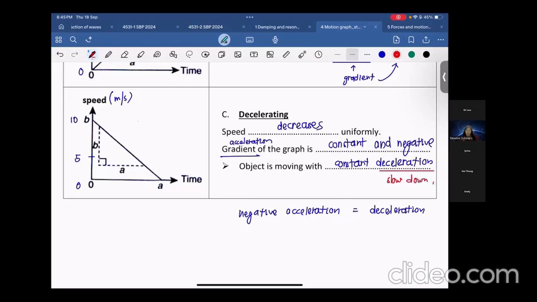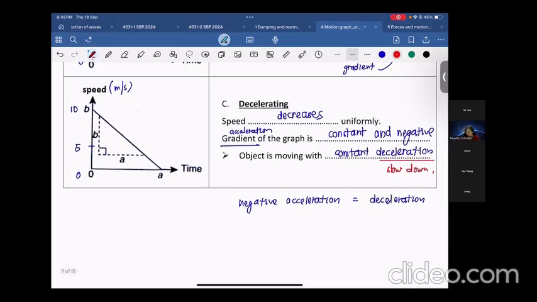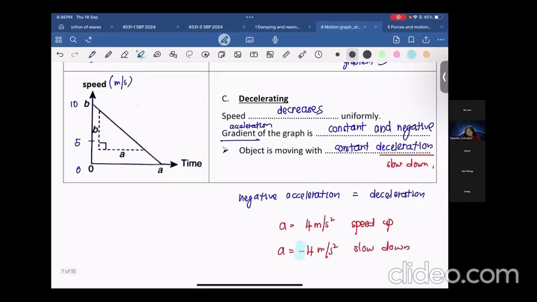Okay, until page number 7. Any question? No question? Give me the response. This is not reverse, it's not going backwards. It's slowing down, meaning negative acceleration. If we get acceleration of 4 meter per second squared, that means speed up. If we get acceleration of negative 4 meter per second squared, it means slow down. It doesn't carry the meaning of direction, okay?